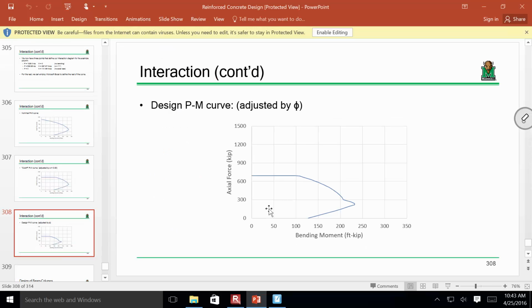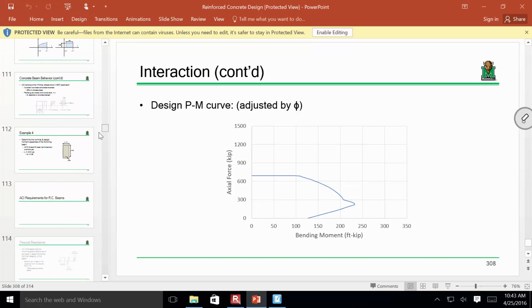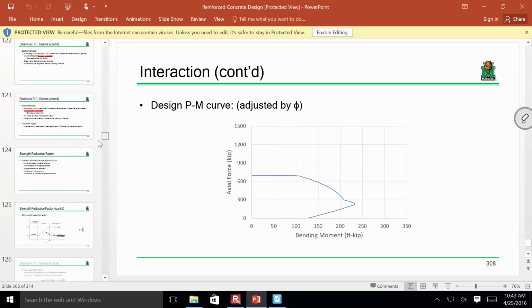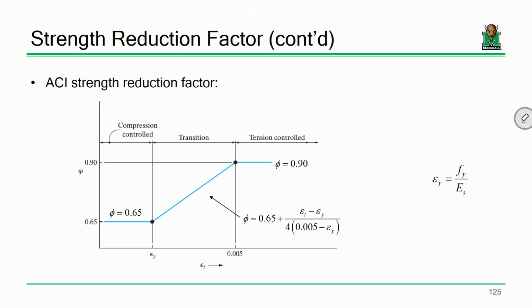Let me go way back, 308. The reason why is this: because you're in that transition region where phi isn't changing, or it's changing, so it's not changing your capacity as much, or it's changing it at a different rate. That's a good question. Does that make sense?